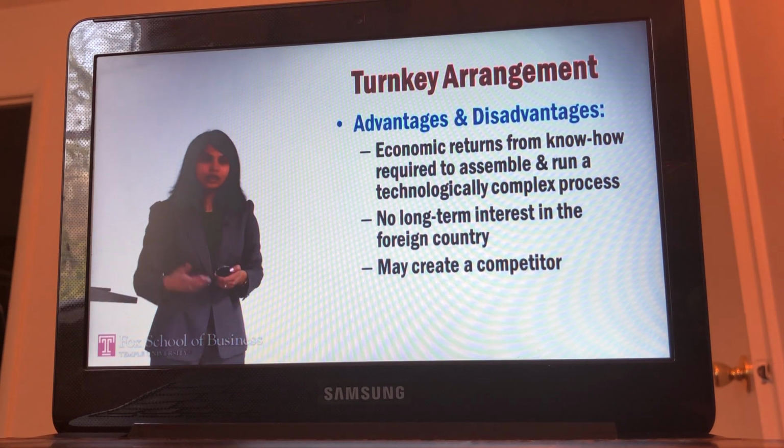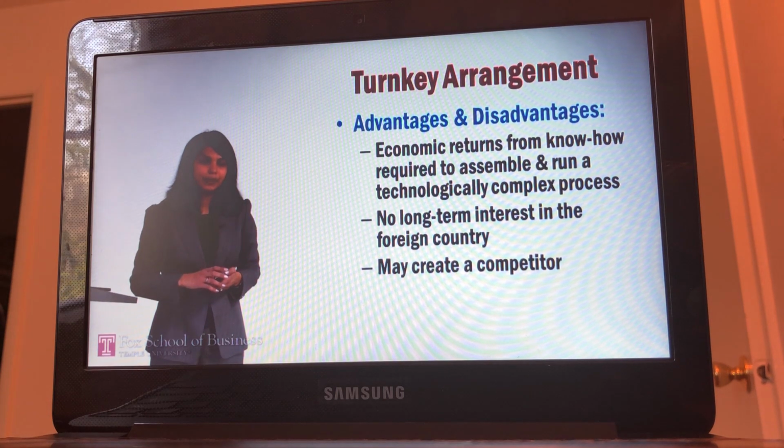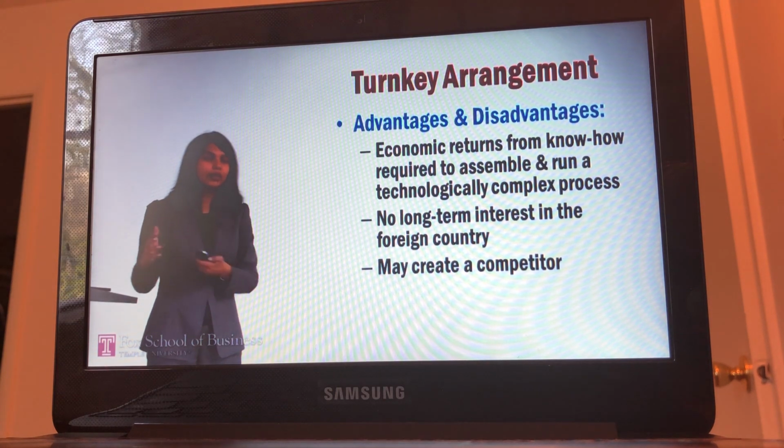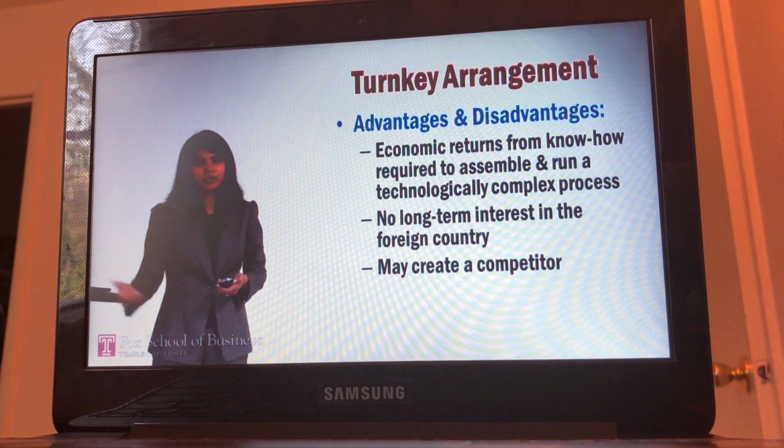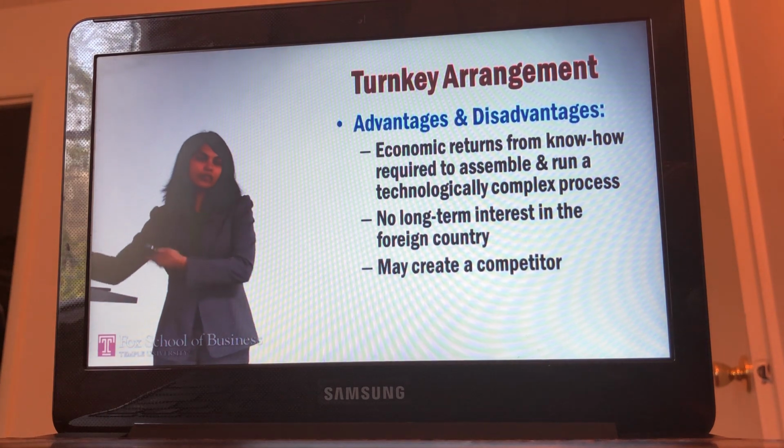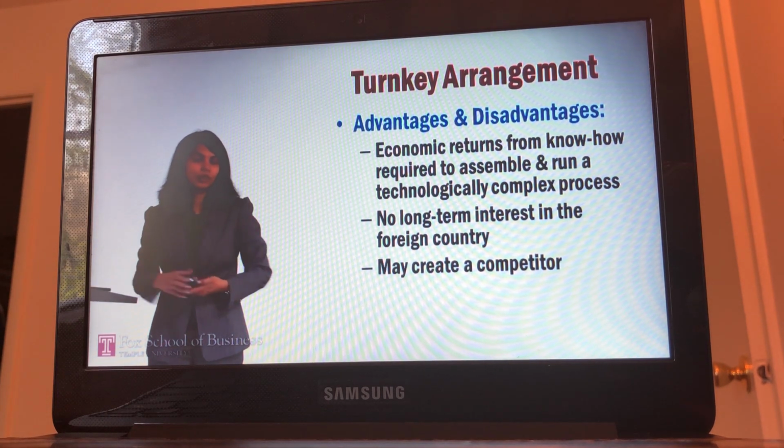But the disadvantage of turnkey projects is that a firm doesn't have any long-term interest in that market. Once you're done with the project, you get the money, you're just out of the market. So you don't get any constant revenue from your project there.